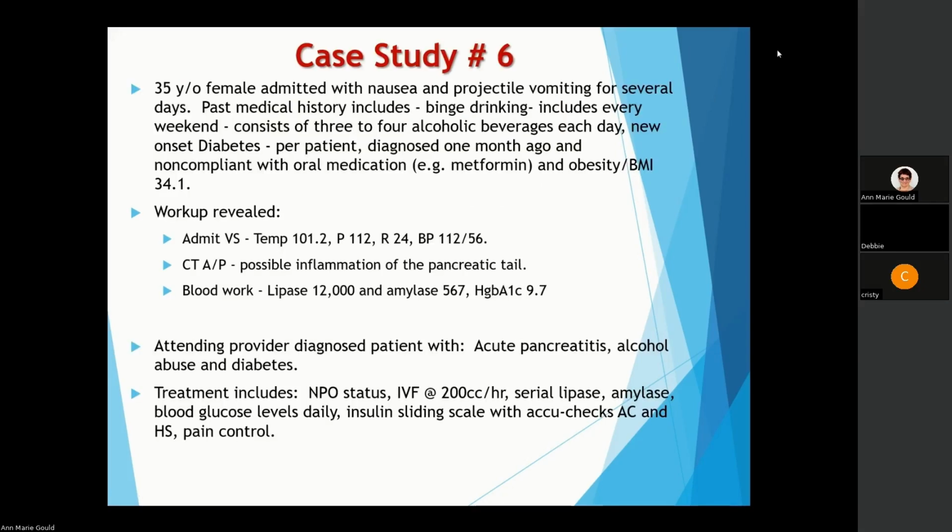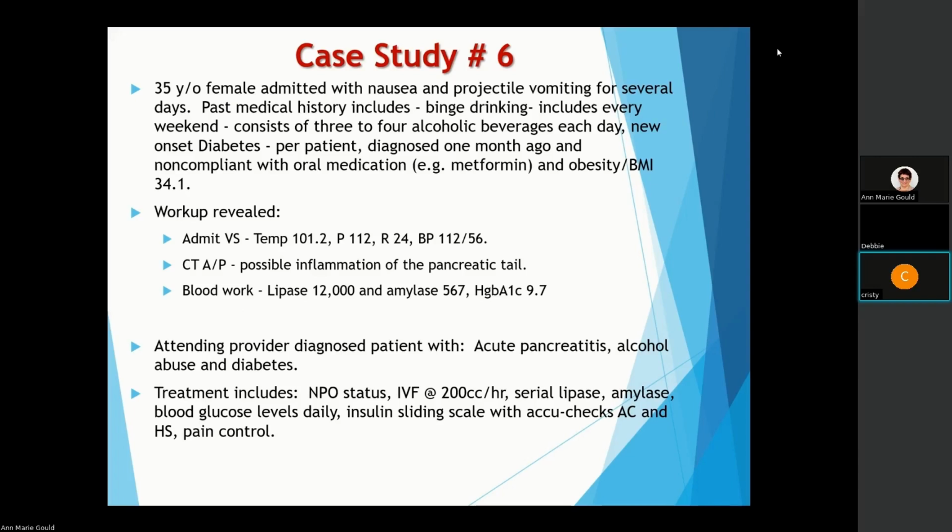And then case study number 6 is a 35-year-old female admitted with nausea and projectile vomiting for several days. Past medical history includes binge drinking every weekend, consisting of 3 to 4 alcoholic beverages each day, new onset diabetes per patient diagnosed 1 month ago and non-compliant with oral medication, for example metformin, and obesity with BMI of 34.1.